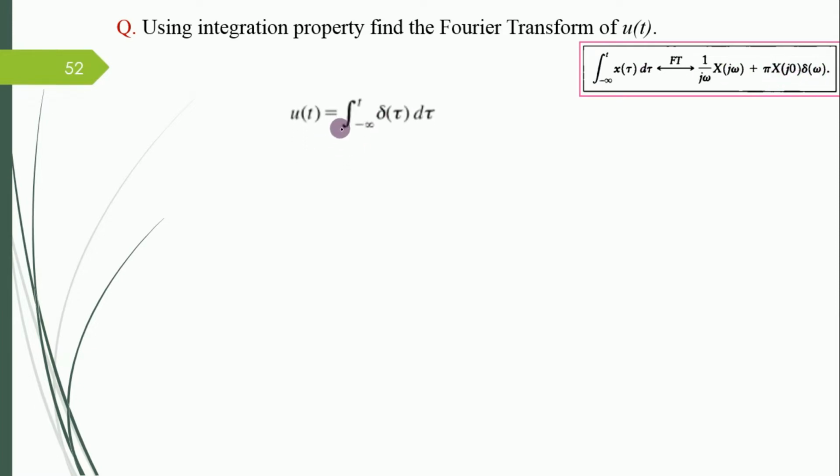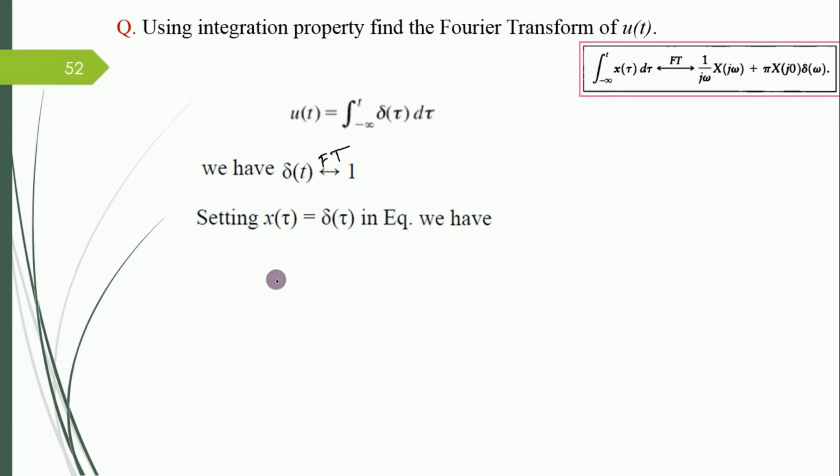So u of t is also represented as follows: differentiation of u of t is delta of t, and u of t is nothing but the integration from minus infinity to t. This is called the running integral of delta of tau d tau. We have the Fourier transform of delta of t equal to 1. This is an FT pair.